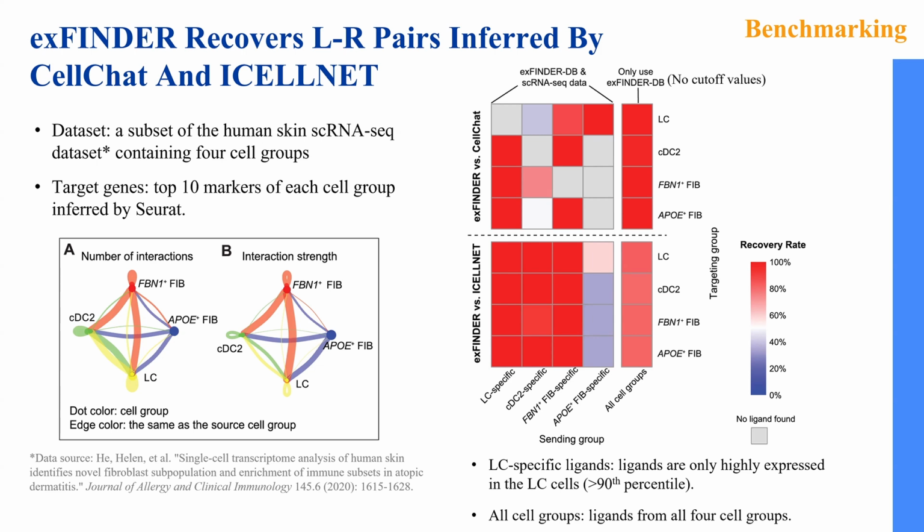expressed receptors. Another reason is that those two methods purely focus on ligands and receptors, but exFINDER starts from the downstream target genes and goes all the way up to infer the ligand receptors. So this can result in different inference results. But overall, exFINDER can capture most of the ligand receptor pairs that other methods do.